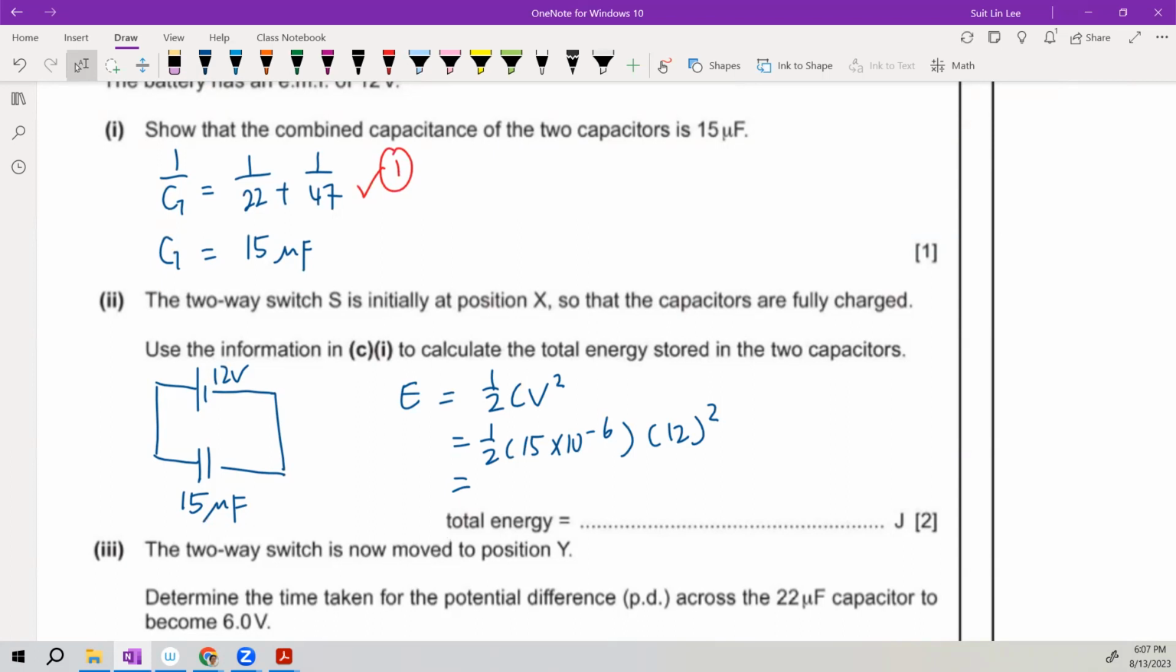This would be 1.08 times 10 to the power negative 3. If you want to write 2SF, that's also okay. Okay, nice and easy. That's why we combine them. All right, so you can use the combination. Of course, you can also find it separately, but I don't know what's the potential difference individually.